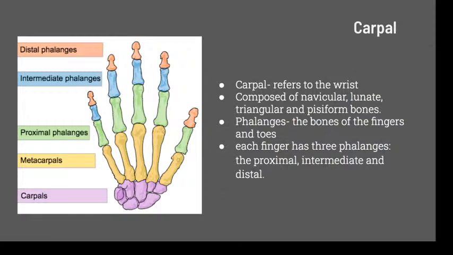Each metacarpal is attached to a series of bones called phalanges, which make up the finger bones. With the exception of the thumb, each finger has 3 phalanges: the proximal, the intermediate, and the distal.